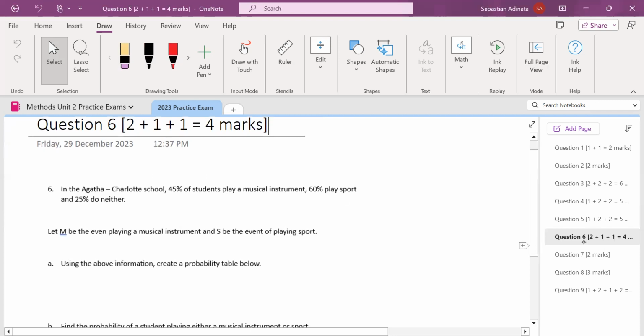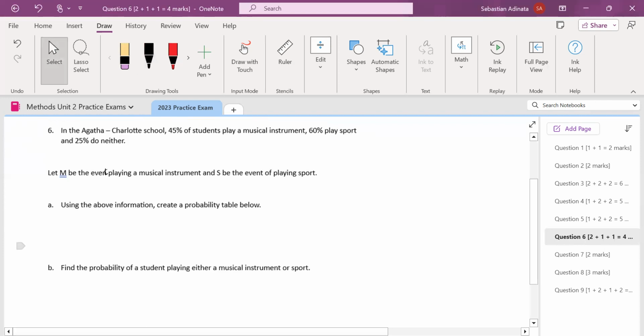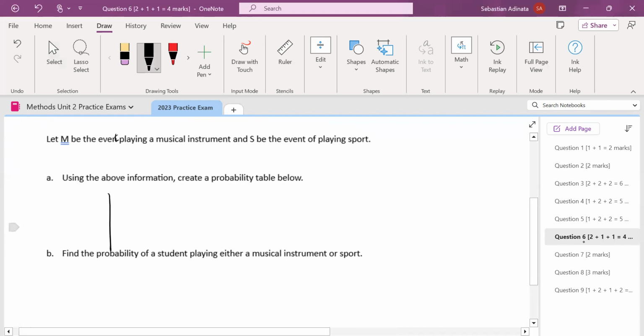Next question. In Agatha Charlotte School, 45% of students play a musical instrument, 60% play sport, and 25% do neither. Let N be the event of playing a musical instrument, and S be the event of playing a sport. Another typo, my apologies. Using the above information, create a probability table below.